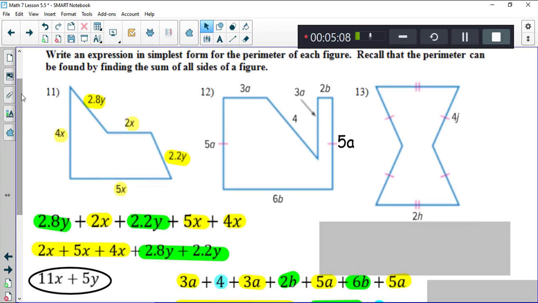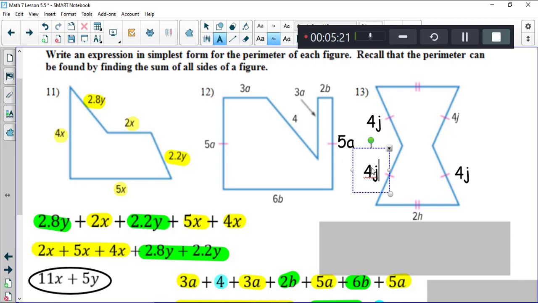Now we've got a lot of little tick marks here. So we have the single tick marks which represent 4j. So we actually have 4 sides that are of length 4j. So I'm just going to type this in here so we know that these are all 4j. And then we have 2 tick marks, which means they're not equal to 4j, but to h instead. So this side up here is going to be equal to 2h.